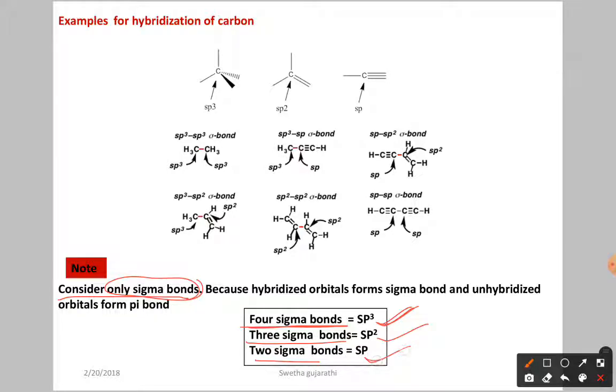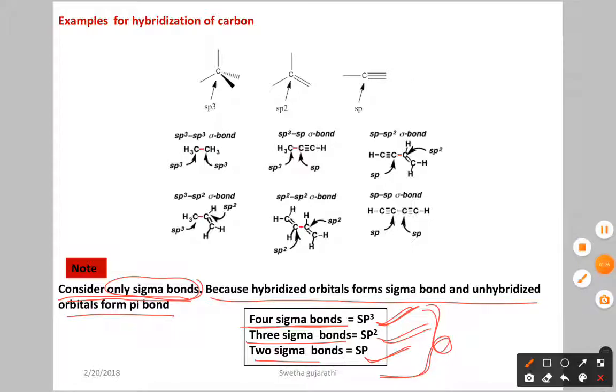Why? Because, as you know very well, hybrid orbitals give the sigma bond, and hybrid orbitals give the shape of the molecule. So we are going to consider only sigma bonds, not the pi bond, because hybridized orbitals form sigma bonds and unhybridized orbitals form the pi bond. So here you have to count only sigma bonds, not pi bonds. Now let us see the examples.